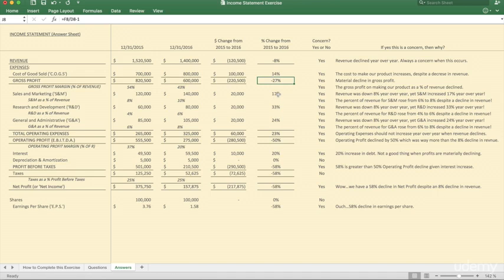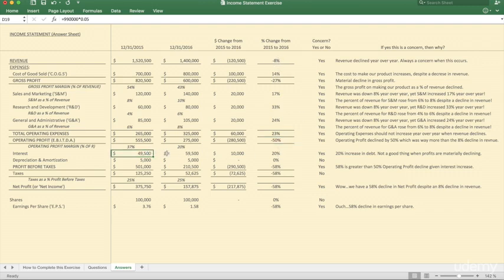Concern. Sales and marketing increased at a pace of 17% year over year. Frightening, because revenue is down 8%, but this expense item was up 17% year over year. And it gets worse. R&D was up 33% year over year, despite an 8% decline in revenue. G&A was bad as well. And so what happens is our operating profit margin, or EBITDA, went down from 37% to 20%. Leverage can work against you big time as well. So we have a 50% decline year over year in our operating profit, despite a revenue decline of only 8%.